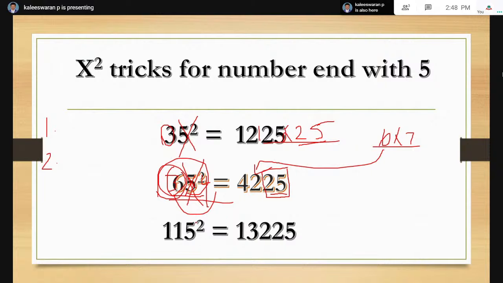And what about 115 squared? 5 squared ends with 25. Cancelling digit 5 in the number, the remaining digit is 11. It should be multiplied with the next number, 12. 11 into 12 equal to 132.